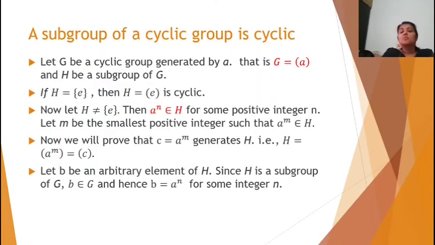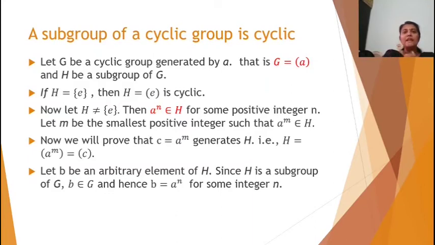Next theorem is, a subgroup of a cyclic group is cyclic. So we have a cyclic group. We can take that cyclic group as G. Let G be a cyclic group. If it is a cyclic group, there will be a generator A. Then G can be written as generated by A. Take a subgroup H. Let H be a subgroup of G. In any group there are two types of subgroups: either it should be trivial or it will be a proper subgroup of G.